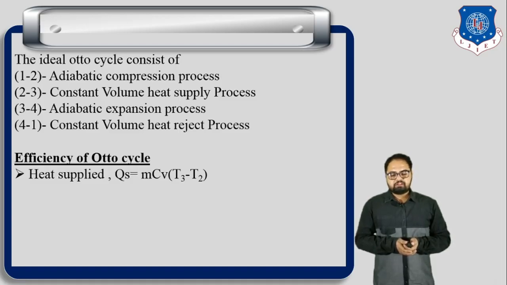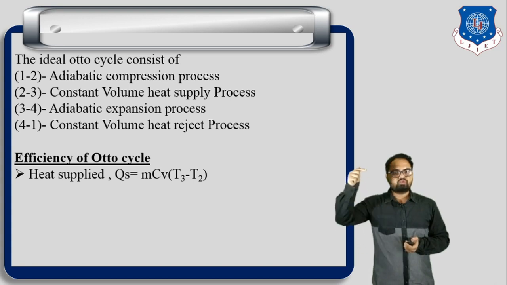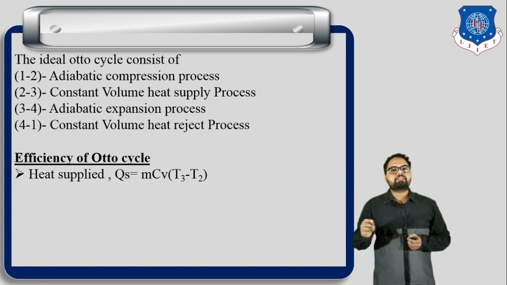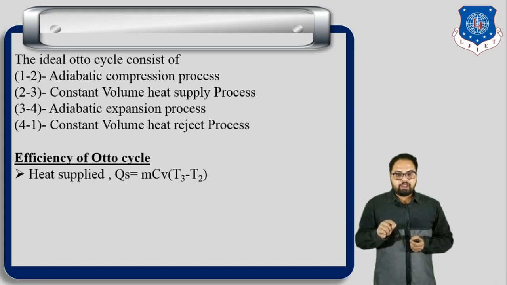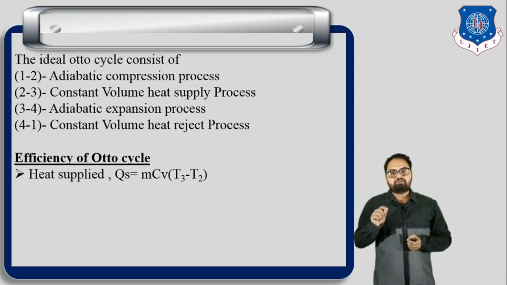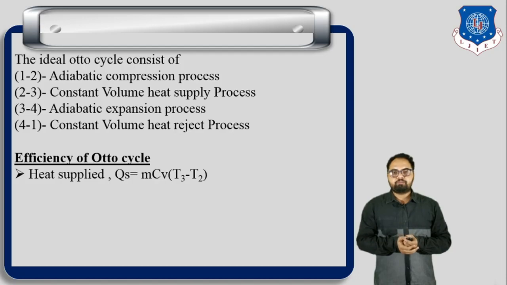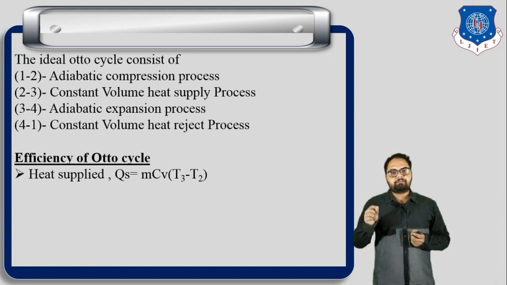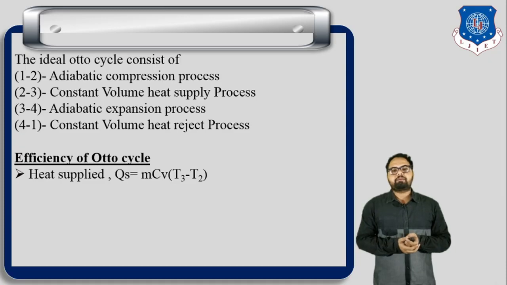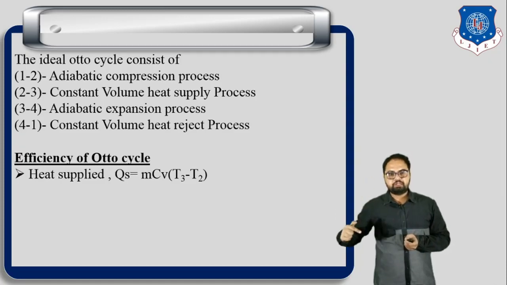So we know that the heat supplied takes place at constant volume during process 2 to 3. We know the equation of heat supplied during a constant volume process, that is mCv (T2 minus T1). But in this case the heat supplied takes place during process 2 to 3, so the equation of the heat supplied Qs will be mCv (T3 minus T2).